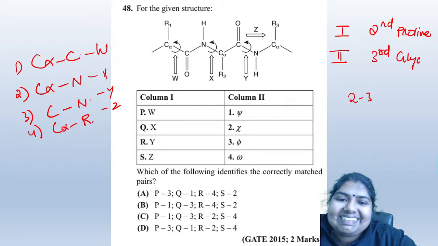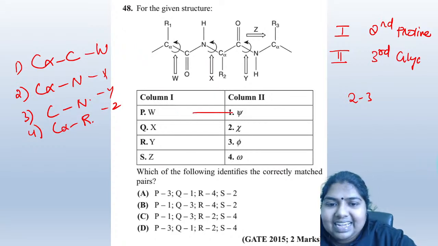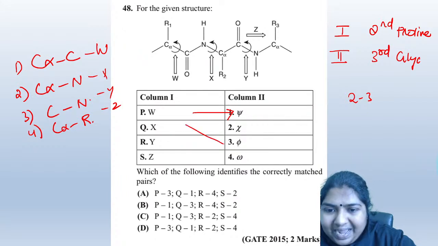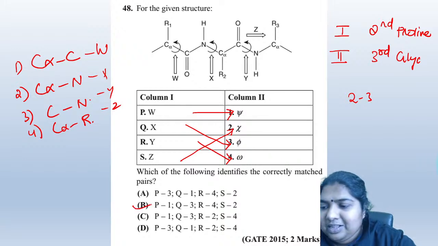Okay, so what is C alpha C? It is very boring, psi, isn't it? Yes. And what is going to be your C alpha N? It is the cute phi. And CN is going to be the omega. And the psi angle, it is going to be your C and R. So P should be 1 and Q should be 3. Yes, P1, Q3. R should be 4 and S should be 2. So option B is going to be the correct answer.